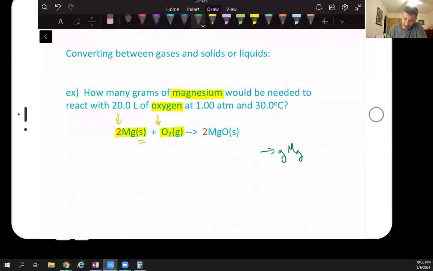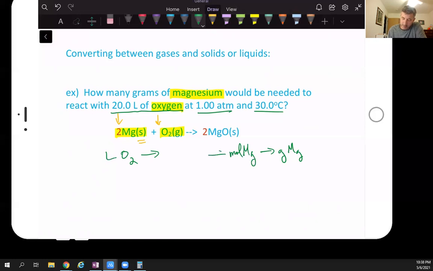And it's giving us liters of oxygen along with pressure and temperature. But the main thing is it's giving us liters, okay? So how can we bridge that gap between liters of oxygen and grams of magnesium? So the first question is, how do I get to grams of magnesium? The unit I would need just prior to getting grams of magnesium would be moles of it, right?